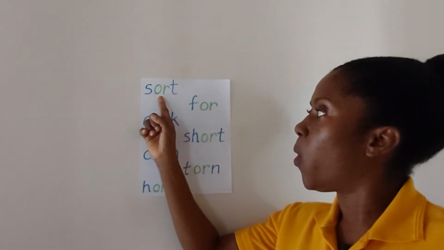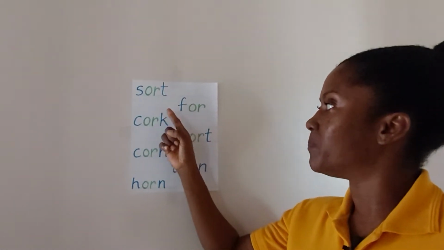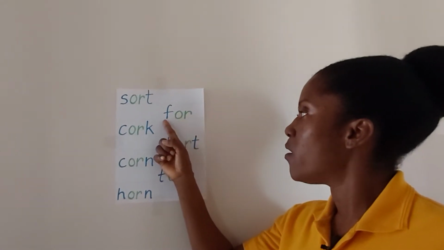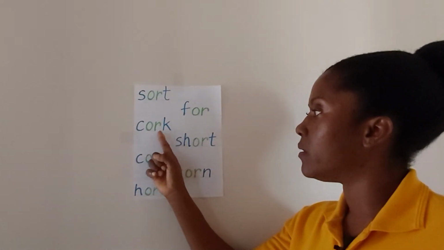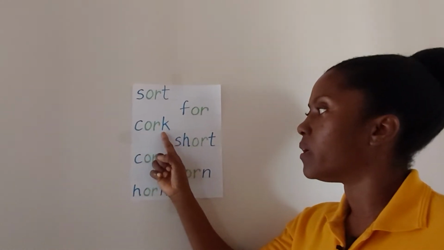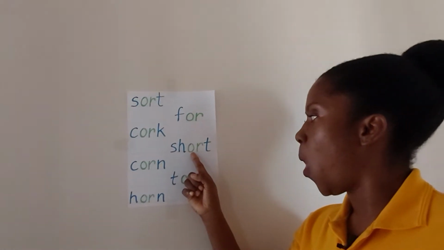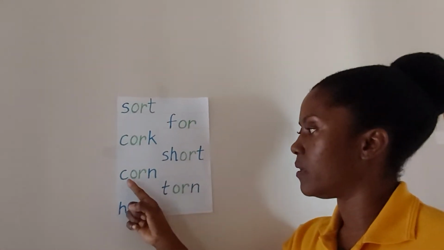S, O, T, S, O, T, sort. F, O, F, O, for. K, O, K, O, cork. Sh, O, T, short, short.